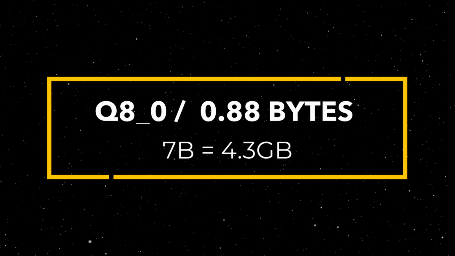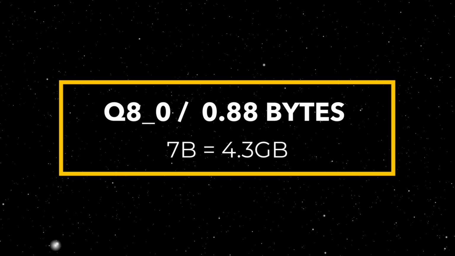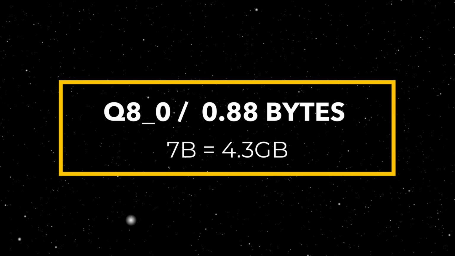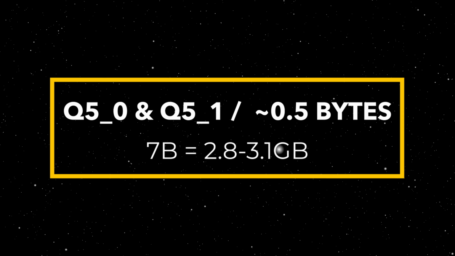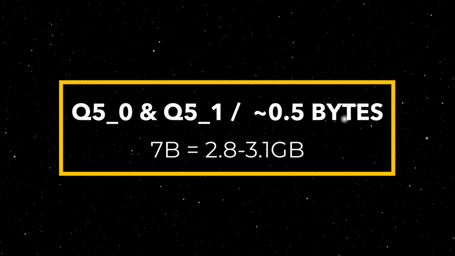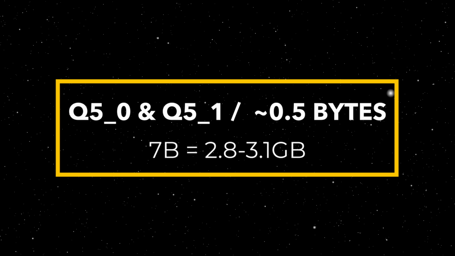Then we get to Q8_0, which is 0.88 bytes. It's going to end up at 4.3 gigabytes for the same model. Then we get Q5_0 and Q5_1, which is around half a byte. This is good quality. It's going to end up between 2.8 and 3.1 gigabytes.